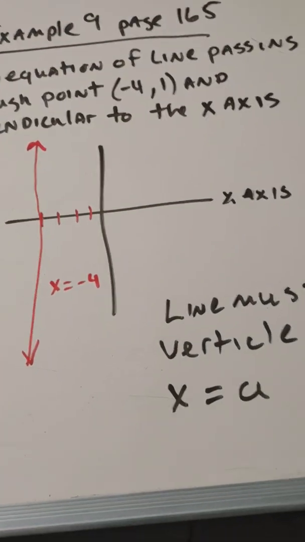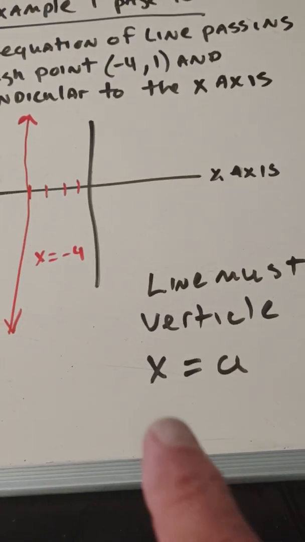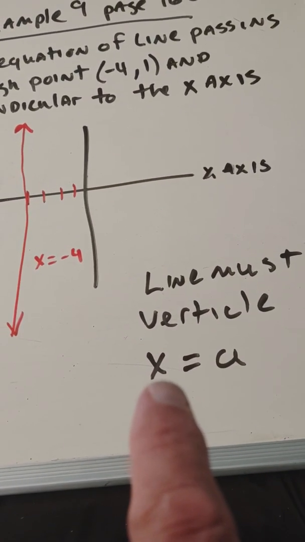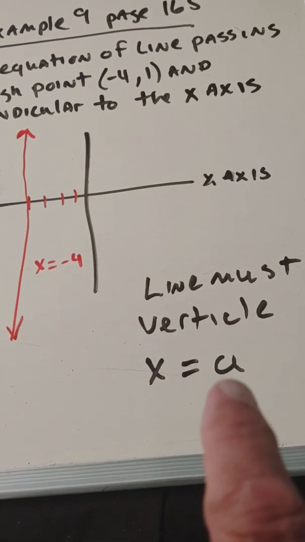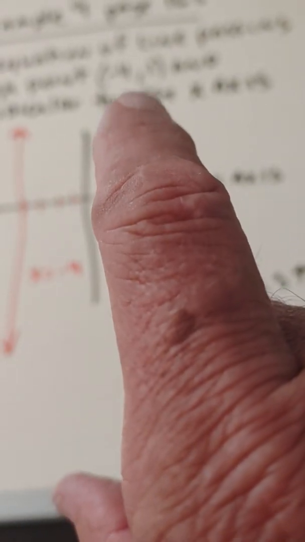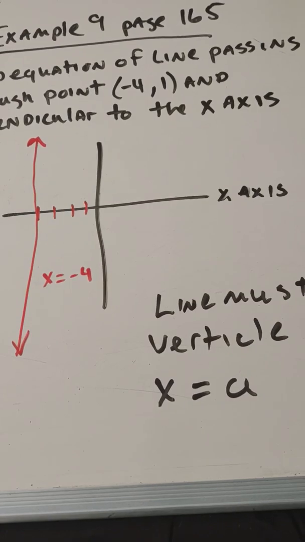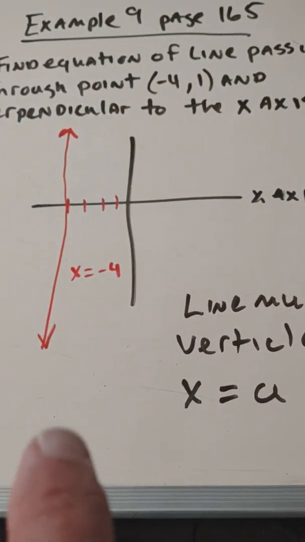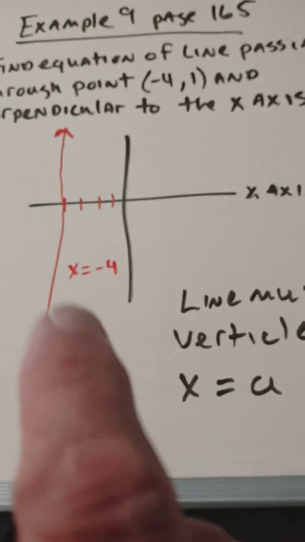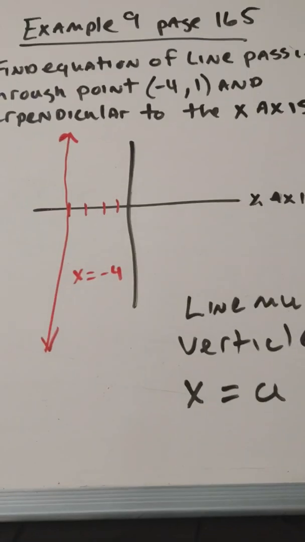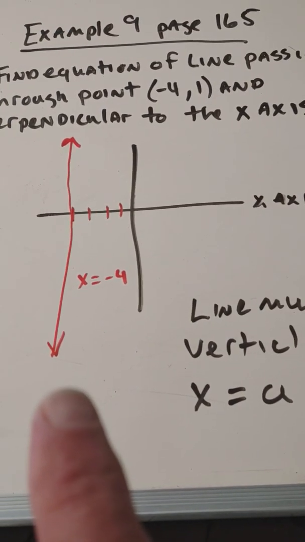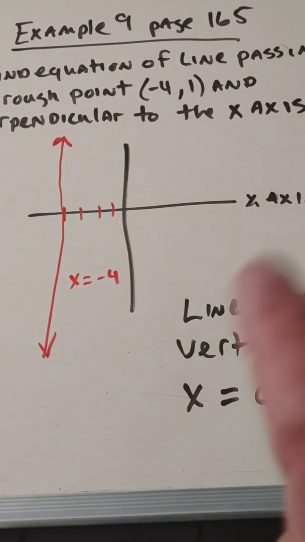And we learned from the previous sections that lines that are vertical have the equation of x equals a number. So if it passes through this point (-4, 1), then it must be the vertical line going through -4. So it's x = -4. My line's a little crooked, but you can see that that vertical line here is perpendicular to the x-axis.